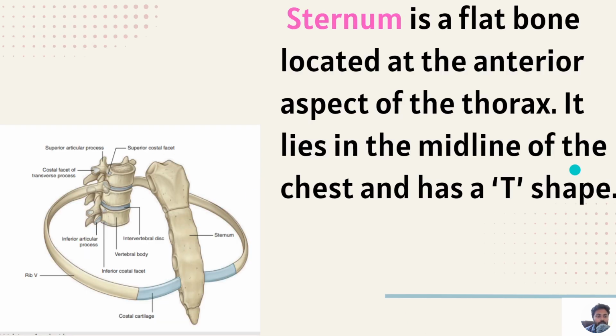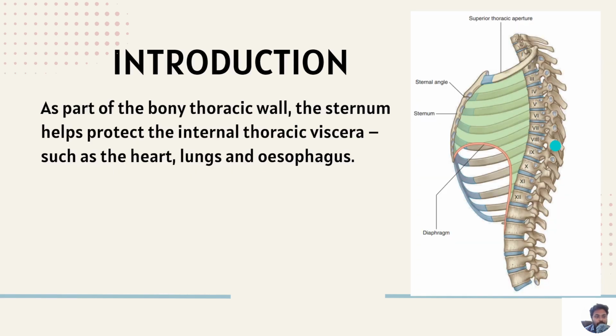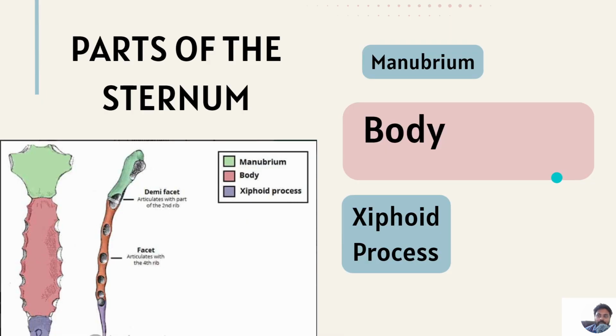The sternum, or breastbone, is a flat bone located at the anterior aspect of the thorax. It lies in the midline of the chest and it has a T shape. As part of the bony thoracic wall, the sternum helps protect the internal thoracic viscera such as the heart, lungs, and esophagus. In this video, we shall look at the osteology of the sternum, articulations, and the clinical correlations.